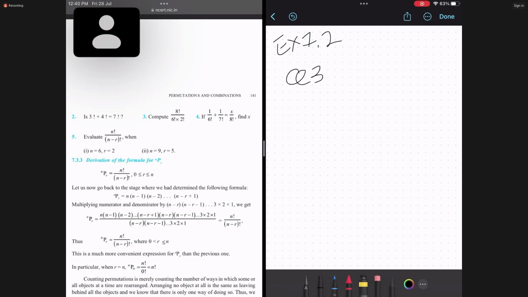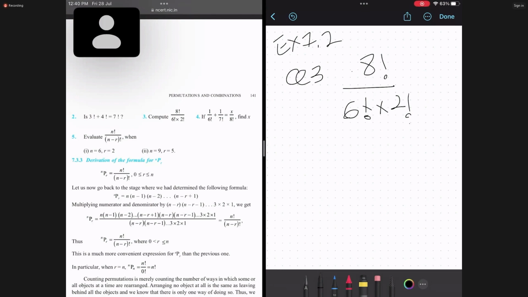Question number 3. We have to compute 8 factorial upon 6 factorial into 2 factorial. Correct. So if you had to approach this question in the brute force manner, what you would do is first calculate 8 factorial, which would come out to be some big number, and we have calculated that in the first part of this exercise itself. And then you'd calculate 6 factorial, which would again be a big number, multiply that by 2 factorial and perform the division. But that is a very non-efficient way of doing things.